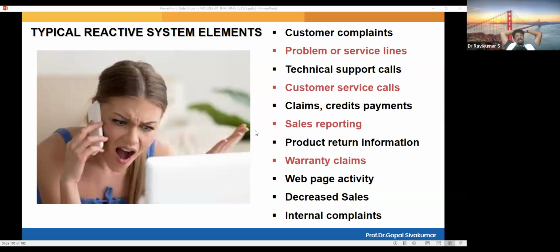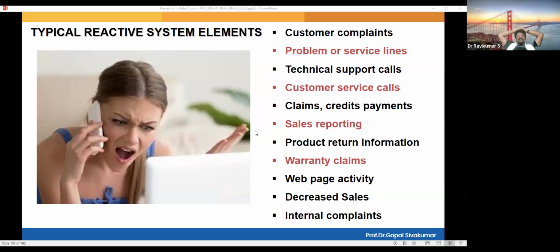Warranty claims, that is for coming for free services, suppose if something goes wrong within the warranty period. Okay, then web page activity. Suppose your web page is not quite busy, if it is not accessed by many people, then that also is a way of understanding that your product is not selling more and the customers are not happy. Then decreased sales, obviously, is an important way to identify the reactive element. Then obviously the internal complaints.